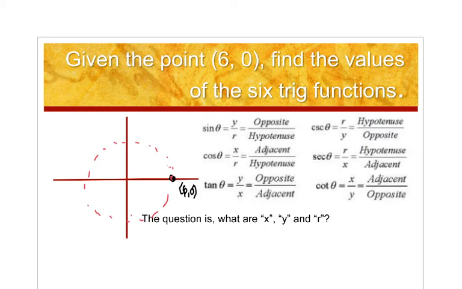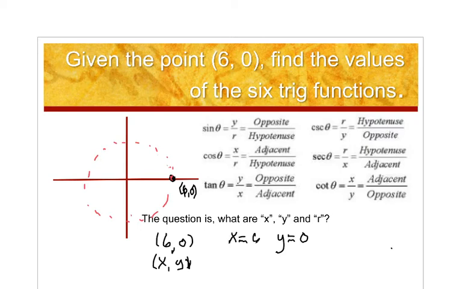Now, the question is, what is the radius? What is the value of x for this point? And what is the y? Since the ordered pair is the point 6, 0, we know that ordered pairs are x, comma, y. So this question gives us directly that x is 6 and y is 0. The question is, what is r?